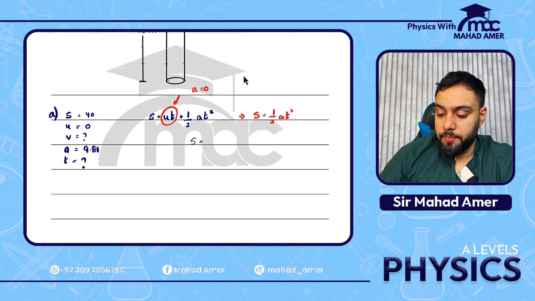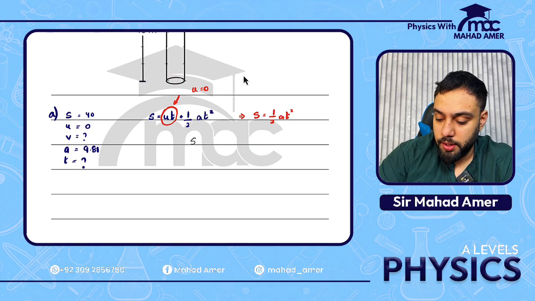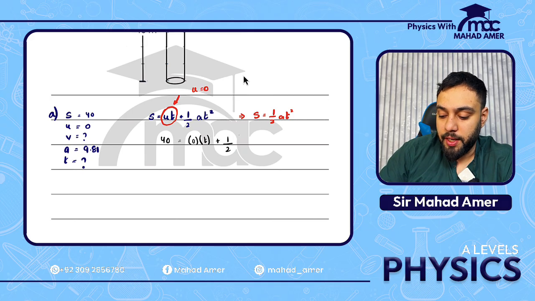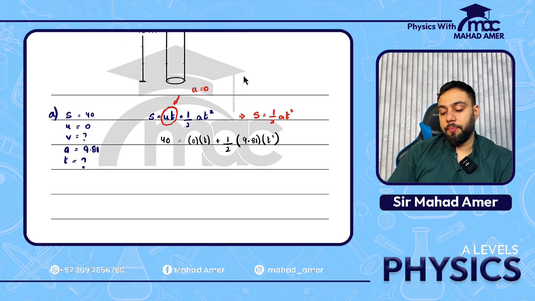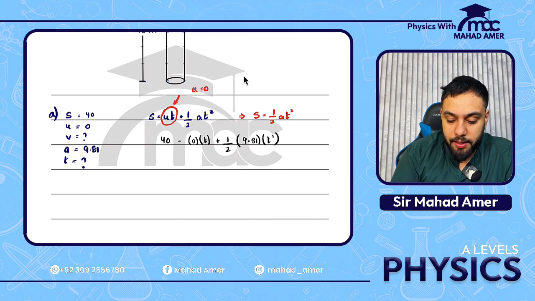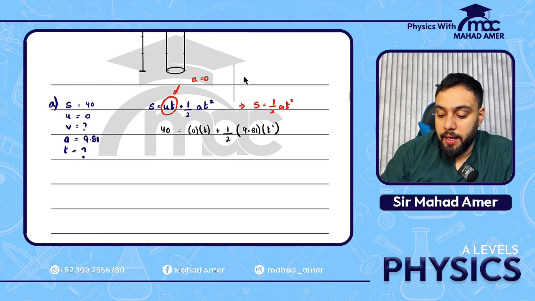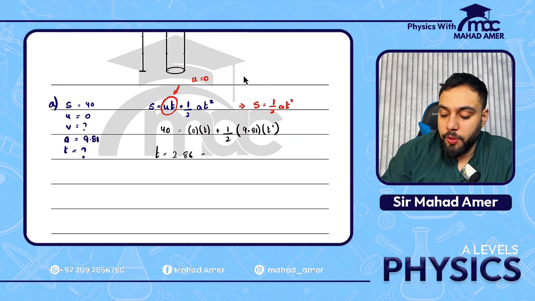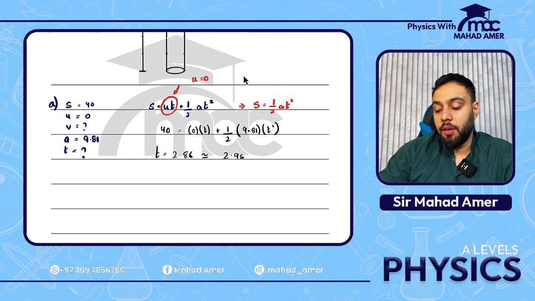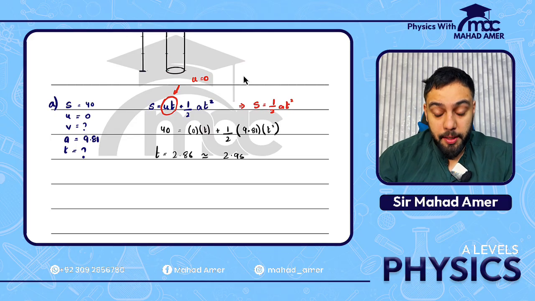So S will be equal to 40. I'll be using the whole formula for now. 0 times t becomes 0, plus half, acceleration is going to be 9.81, and then times t squared. Okay. So 40 times 2 is 80, and then 80 is to be divided by 9.81, and then root the value. You would get the value of time, which would be equal to 2.86 seconds, which I can round off to 2.9 seconds. That's going to be the first part A.